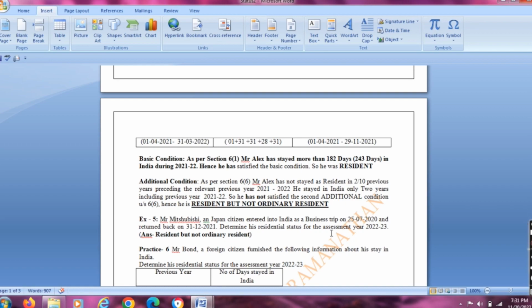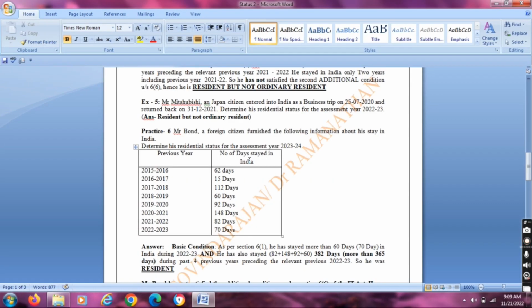And now I am going to move to practice 6. Mr. Bond, a foreign citizen, furnished the following information about his stay in India. Determine his residential status for the assessment year 22-23. Actually, in this problem, Mr. Bond's presence in India was given very clearly, so no need to prepare the residential status calculation table. Straight away, we can apply the provisions of the IT Act.